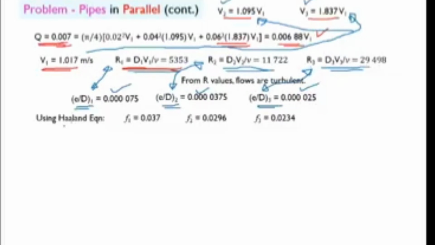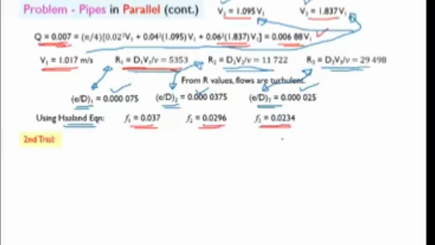So now using, let's say, the Holland equation, we calculate that the F1 value is 0.037, F2 is 0.0296, and F3 is 0.0234. Now you can see that we assumed the 3 F values should be the same. But now when we calculate, they are not the same. You can see they are different. So it means that our initial assumption is incorrect. Now next we go for the second trial.